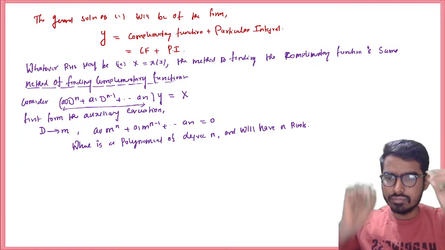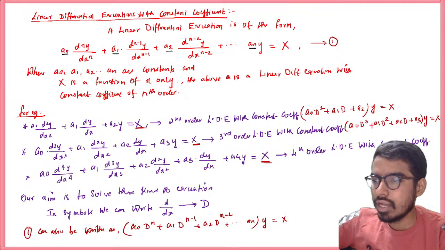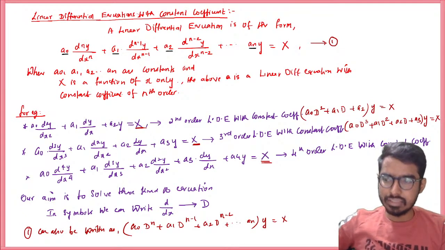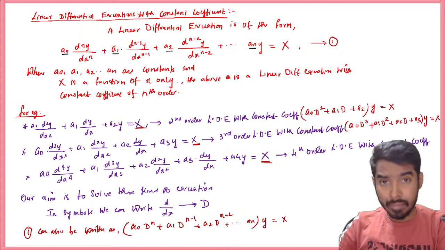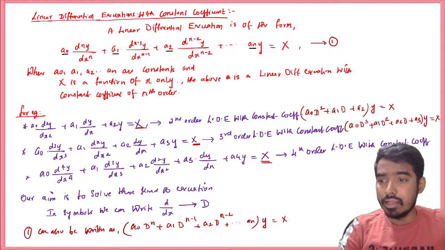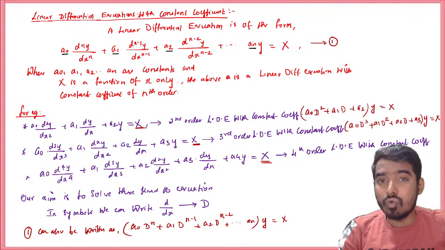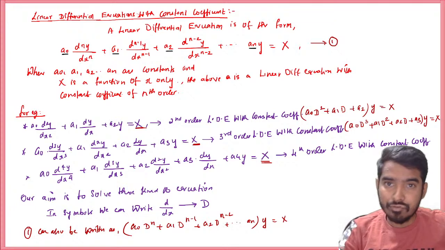Or we can have a third order. If it is third order, the auxiliary equation will be a polynomial of degree 3. In that case you will have 3 roots. If it is fourth order, it will be a polynomial of degree 4. In that case you will have 4 roots, right?